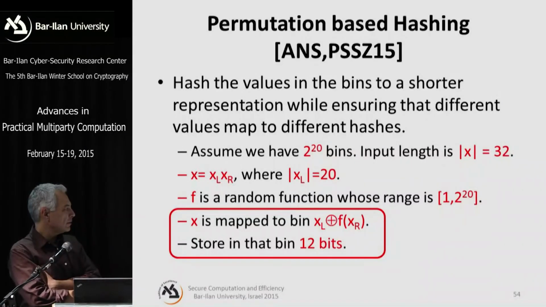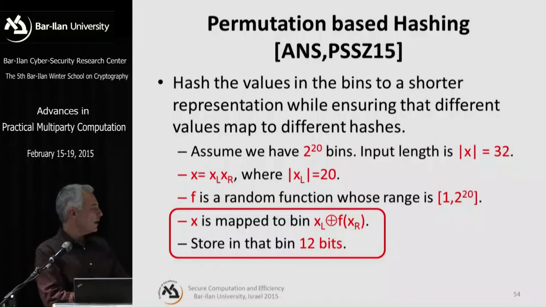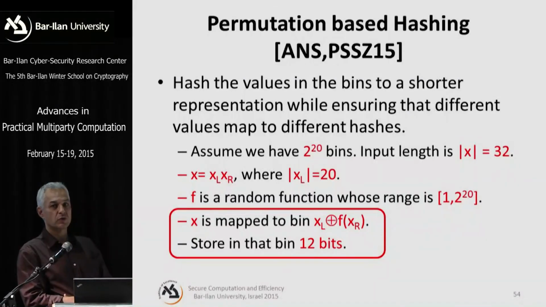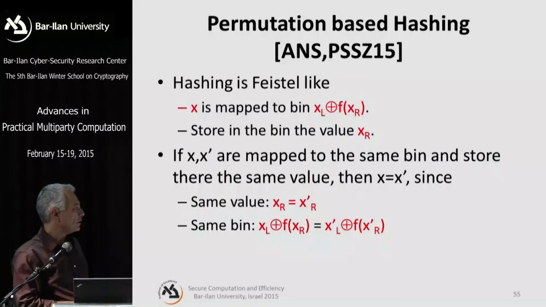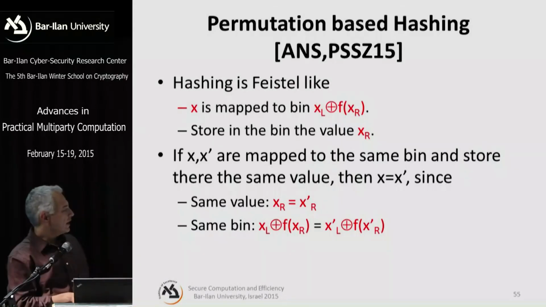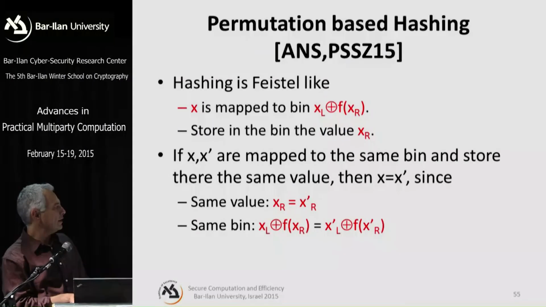So in our example, xl is 20 bits long. We have a function f, which is random, and its domain is of size 2 to the 20. X is mapped to bin xl, the 20 left bits of x, XORed with f of xr. F of xr is also 20 bits, so this is a 20-bit value. And we store only the 12 remaining bits of x, only xr. So we only store the 12 bits. This construction reminds us of Feistel constructions for symmetric ciphers, for DES. And we map x to that bin, and we store that value.